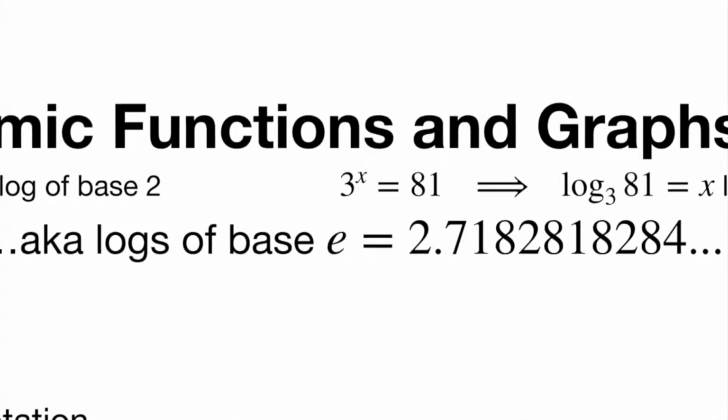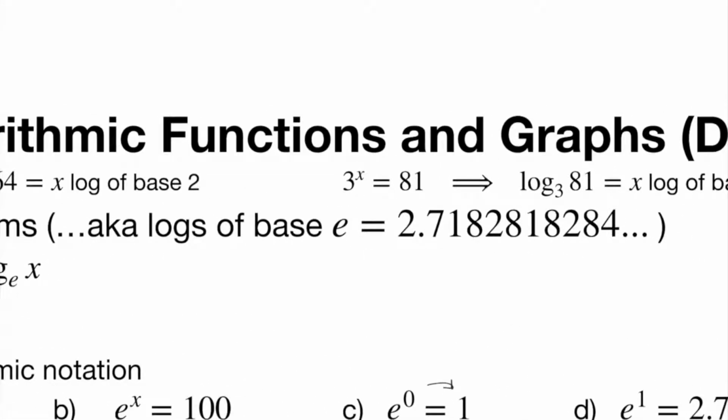Natural logarithms are logs of base e. You might remember e from our discussion a couple sections ago. e is just a number. e is just 2.71828 1828 4. It just keeps on going. It doesn't repeat. It's an irrational number, just like pi. Pi doesn't repeat. The digits are different all the time. It's unpredictable. But just like pi, it's incredibly important for the applications that it has.